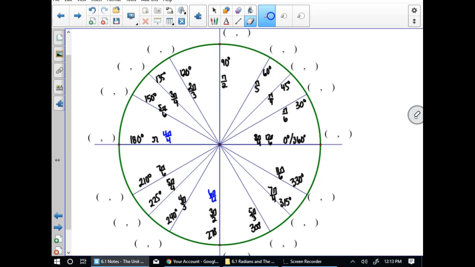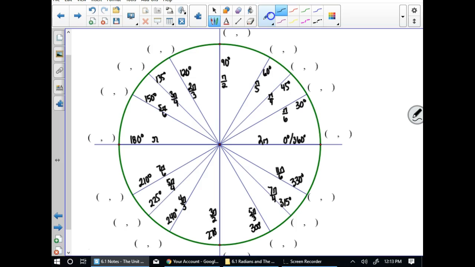We've already got those. Pi over 2 is pi. 3 pi over 2. This one I didn't reduce. This one's just 2 pi whenever it reduces. So that fills in all of your degrees and all of your radians for the unit circle.